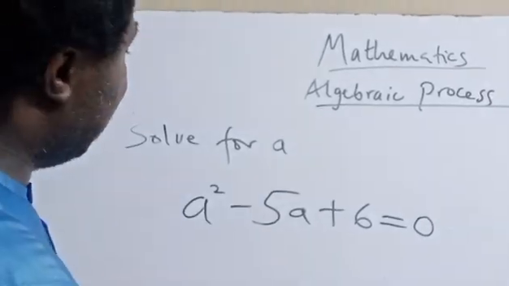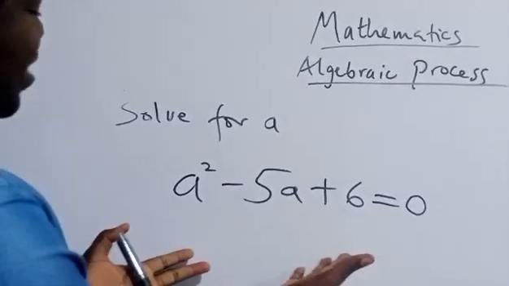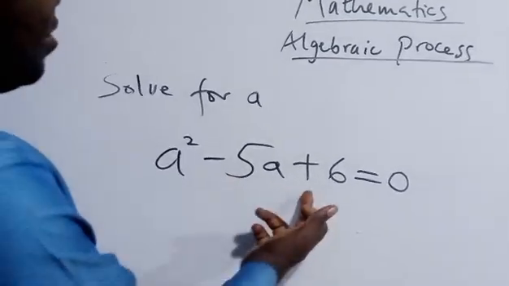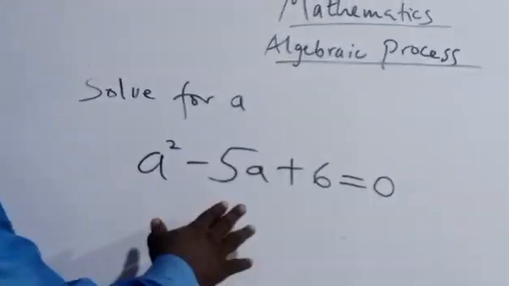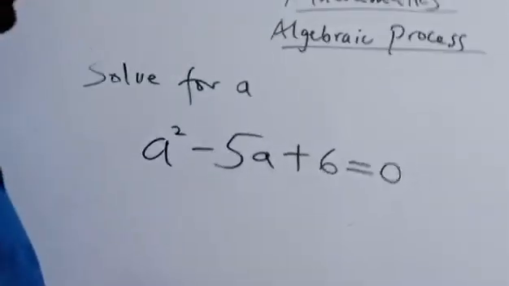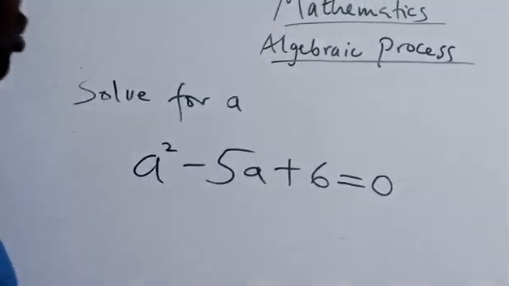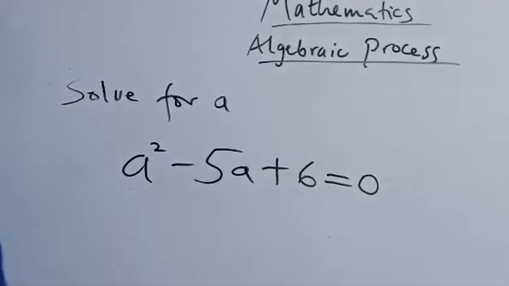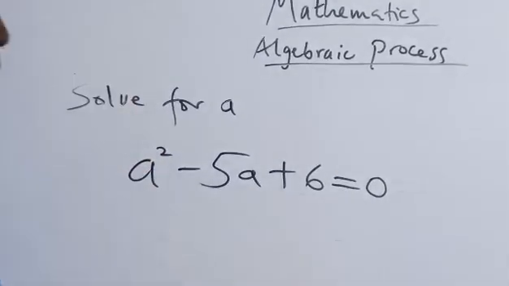Hello friends, in our class today we are asked to solve for the value of a given a squared minus 5a plus 6 equals 0. If you check closely, you will see that this is a quadratic equation. So what we will use to solve this problem today is the factorization method.